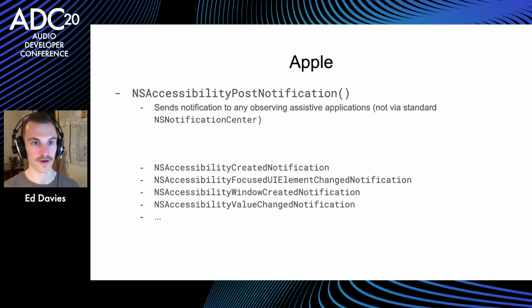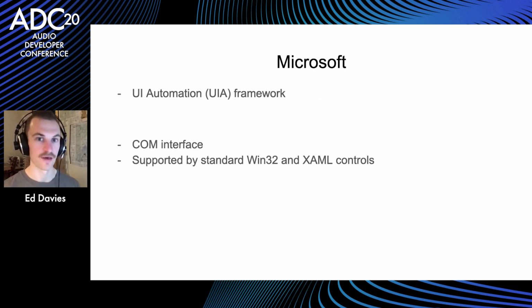So now we'll look at what the corresponding API is on Windows. So on Windows, accessibility is implemented via the UI Automation framework, which is just shortened to UIA. This contains accessibility code, but it's also more broadly used for programmatic UI control in general. So this is for things like scripting, it handles GUI unit testing, and so on. But there is a core accessibility library within UIA that we need to implement. It's a COM interface, and it's supported by the standard Win32 and XAML controls. So if you use those, you get this for free.